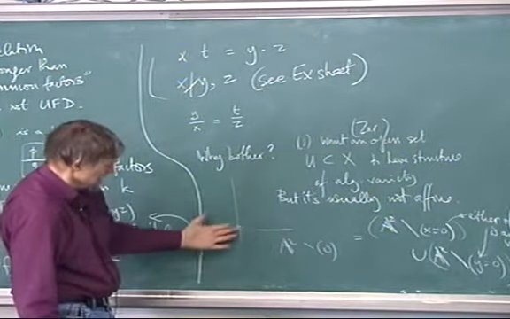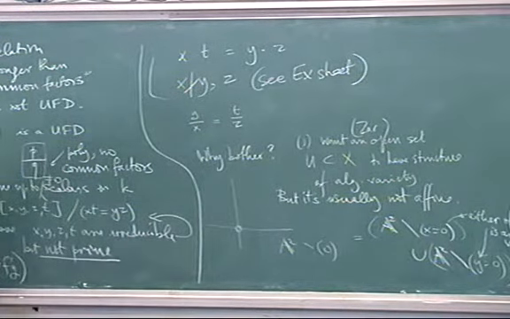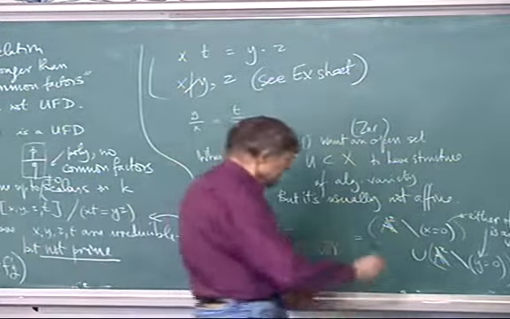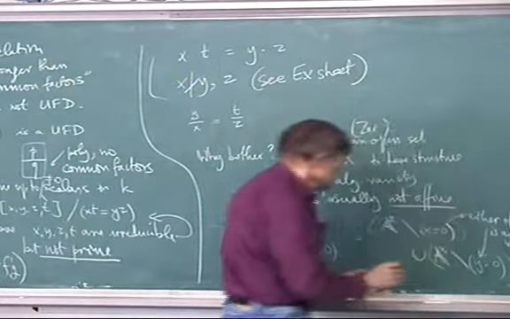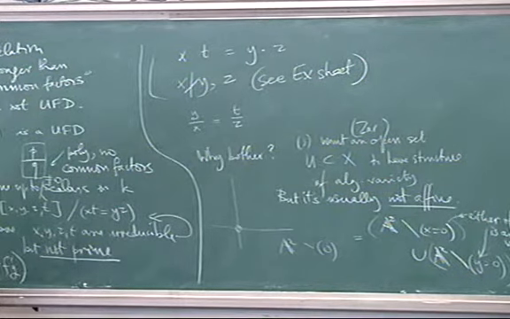So I want it to be an algebraic variety. It's a perfectly easy thing, but whatever else it is, it's not an affine variety. You can prove this again on the example sheet.